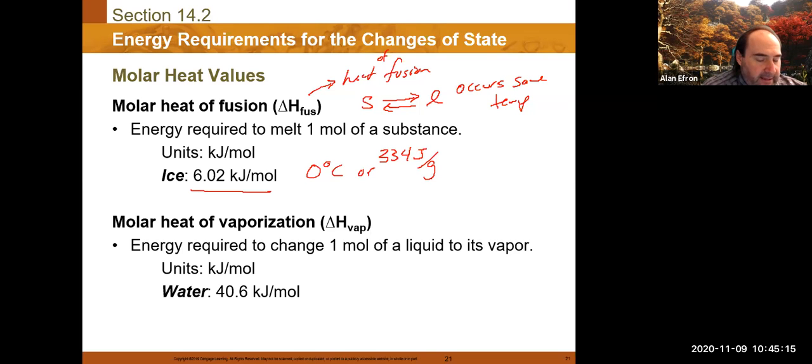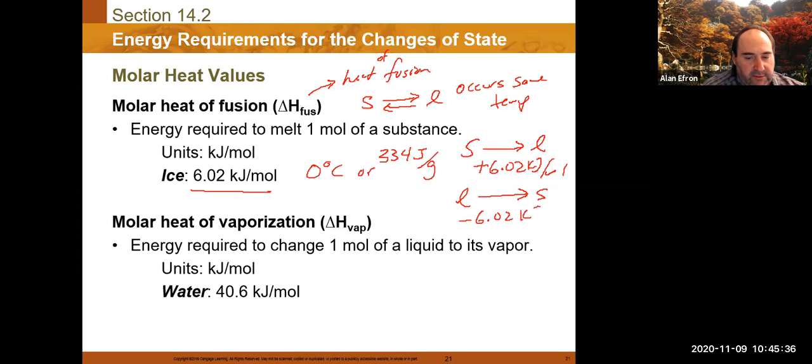And again, depending on which way you go, the number will be the same, but the sign will be different. So if we were doing the solid to liquid transition, it would be positive 6.02 kilojoules per mole. And if we're doing the opposite transition, liquid back to solid, it would be negative 6.02 kilojoules per mole. Again, the number would be exactly the same. The sign will be different because we're doing a different transition. Same thing here. This would be positive, and it would be negative 334 joules per gram going the opposite direction.